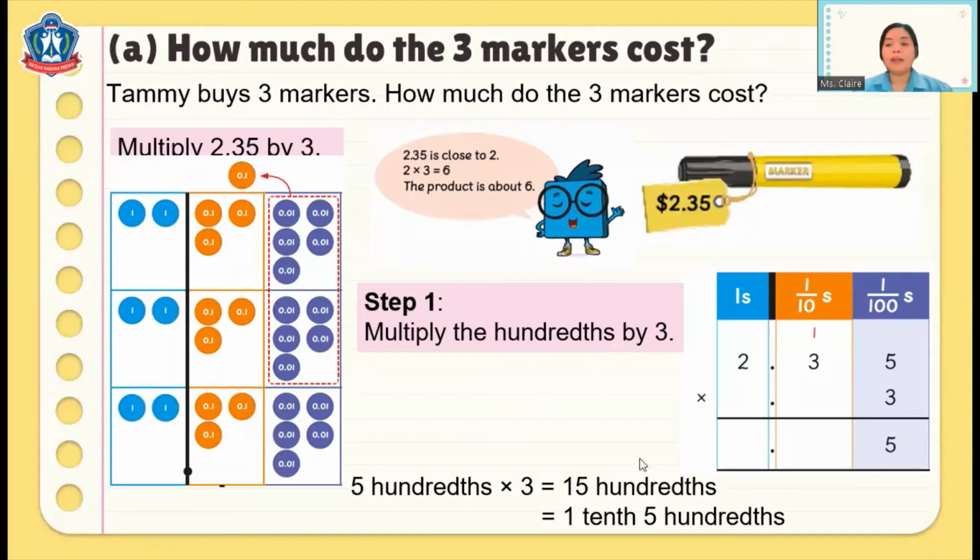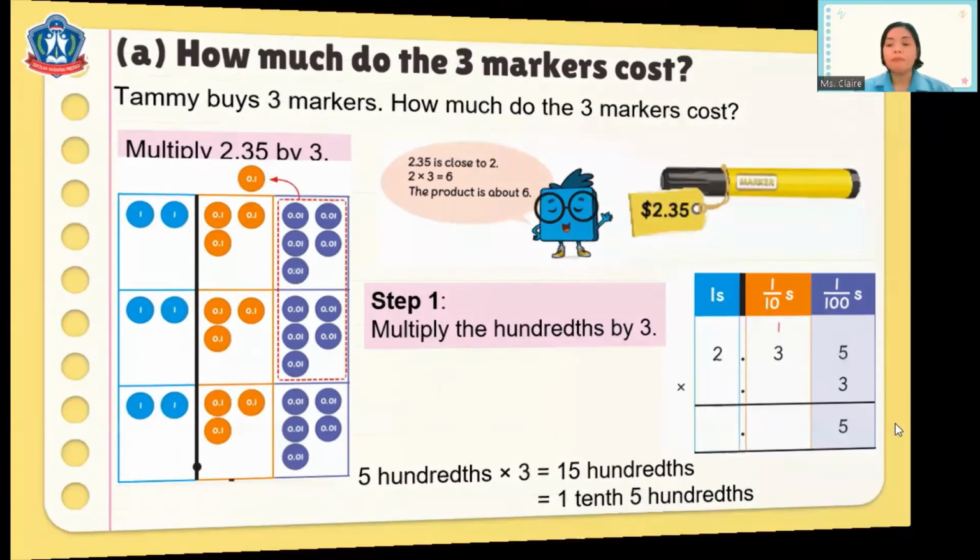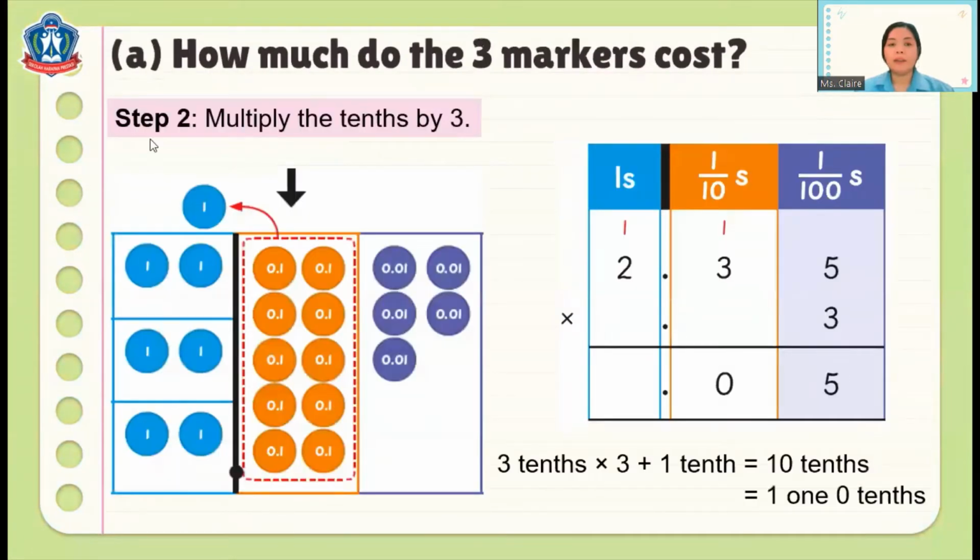First, we will multiply the hundredths. So we will get this one. Next, we will multiply the tenths. So earlier, 5 times 3 is 15. 3 hundredths times 3 is 9 tenths plus 1 tenth here, that is 10 tenths. So we will regroup 1 here. 2 times 5 is 10. And we will add 1.